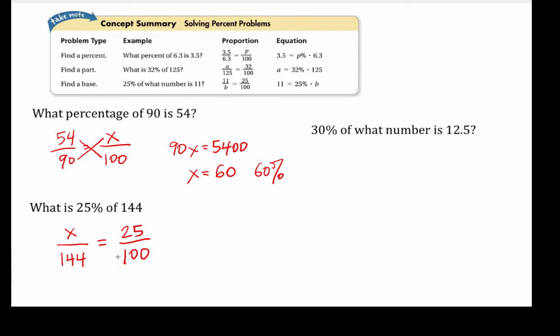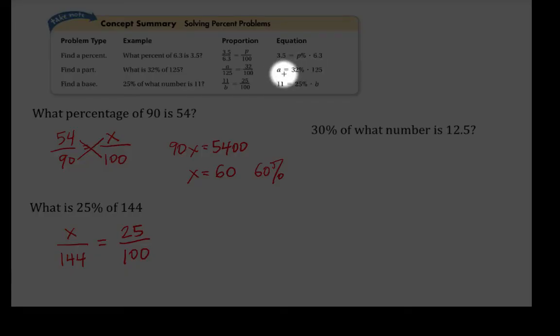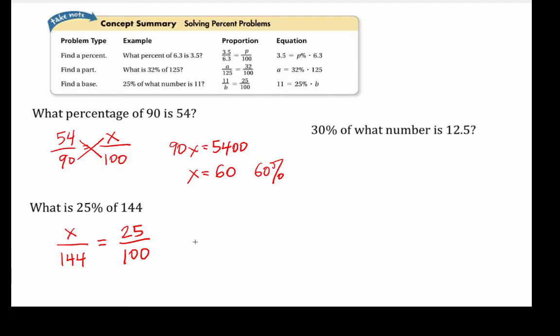If you take a look at this proportion, if I go back up here, we're finding a part. The equation for finding a part would be the part equals the percentage times the whole amount, the base. So if I take this proportion and rewrite it a little without doing any calculation, to isolate x I would just multiply both sides by 144, which would give me 25 over 100 times 144. Again, this is P percent.